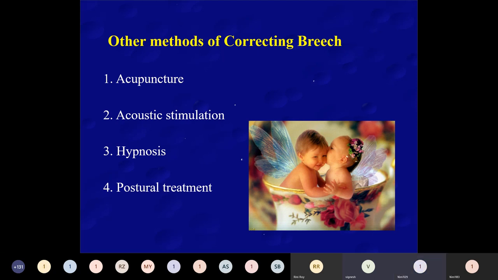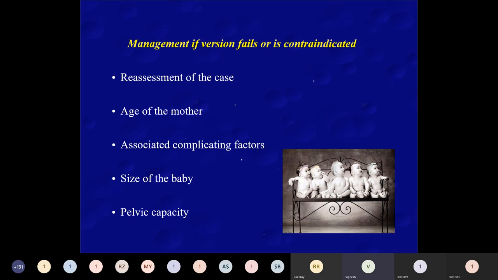Now other methods of correcting breech. So other methods of correcting the breech are, we can also use acupuncture, acoustic stimulation, hypnosis and postural treatment. So management, if version fails or is contraindicated, is you have to reassess the case and also look into the age of the mother. Then you see if there are any associated complicating factors and also the size of the baby, and also adequacy of the pelvis has to be checked for further management.